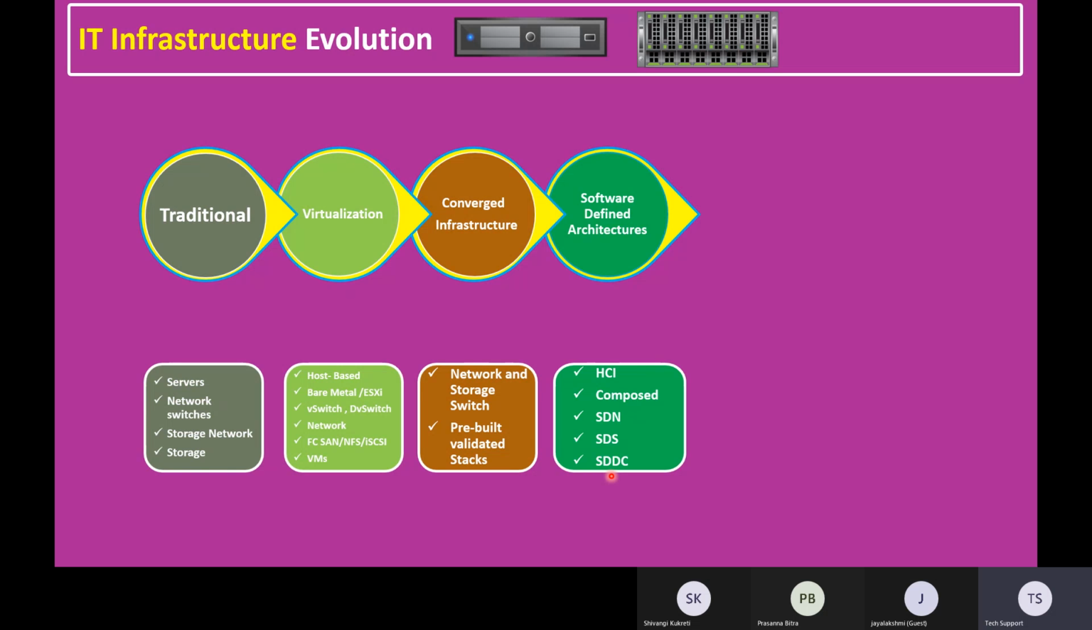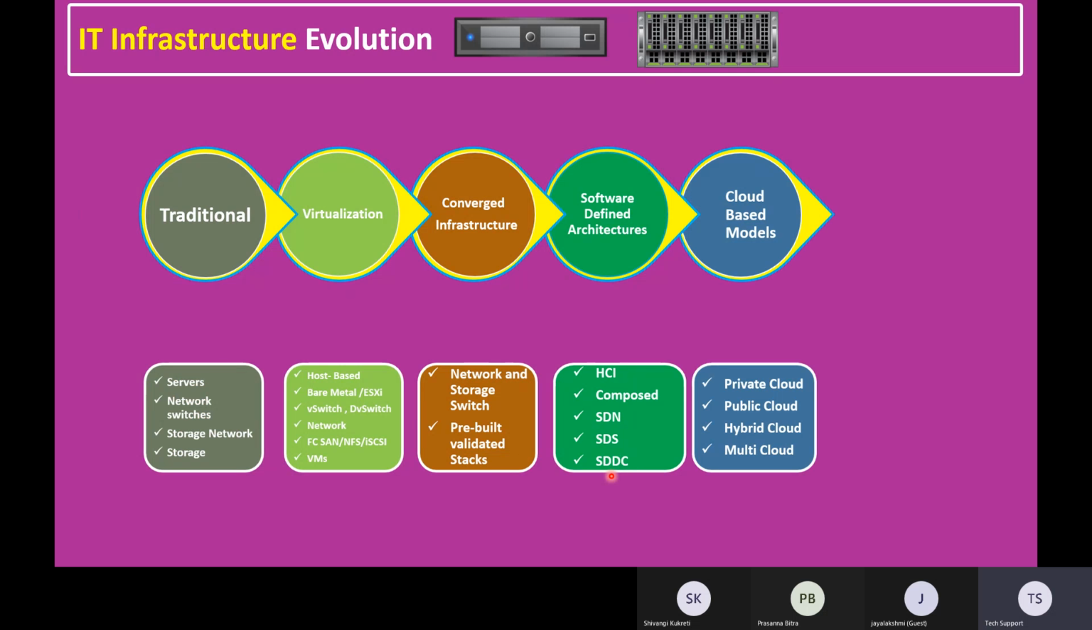After the software defined architecture, our IT infrastructure evolution developed into another concept called cloud based models. Within the cloud based models, we have multiple business models. The first one is private cloud, and the others are public cloud and hybrid cloud.